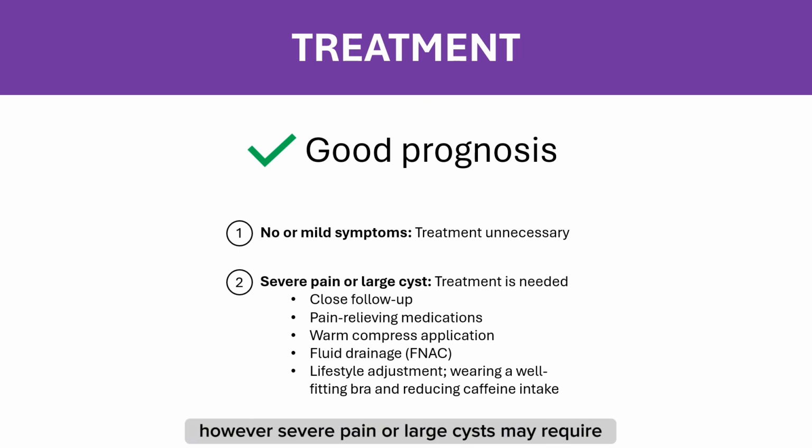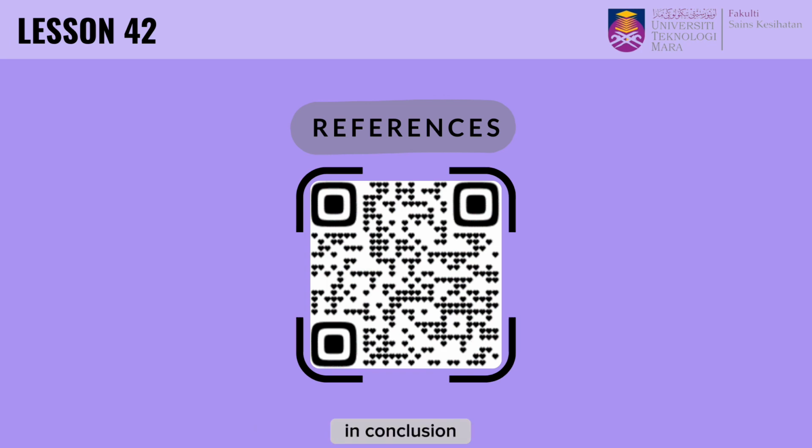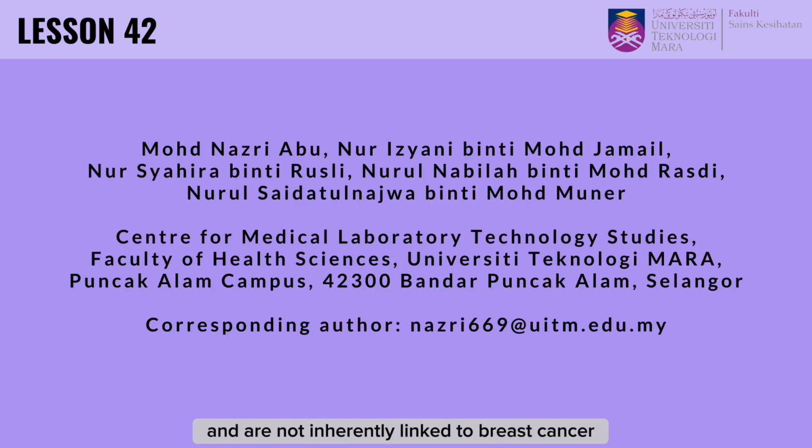However, severe pain or large cysts may require intervention like close follow-up, pain relief, warm compresses, fluid drainage through fine needle aspiration cytology, and lifestyle adjustments such as wearing a well-fitting bra and reducing caffeine intake. In conclusion, fibrocystic breasts, despite the potential risks associated with hyperplasia, generally have a favorable prognosis and are not inherently linked to breast cancer.